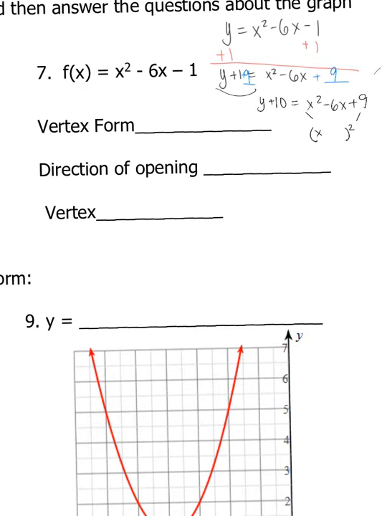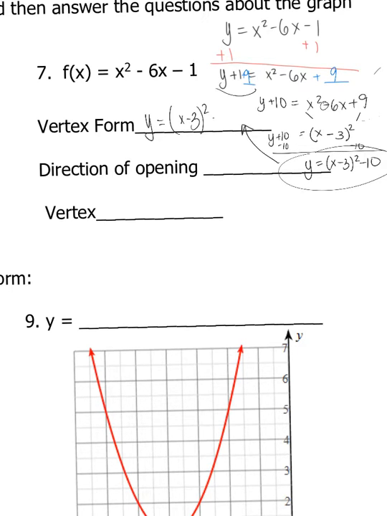If I were to factor this side, I'm going to get the square root of the front, which is x, the square root of the back, which is 3, and the sign of the middle, which in this case is negative. That quantity squared is going to equal y plus 10. Simply move that 10 back to the other side of the equation, and we have our y by itself, and we've just converted this into vertex form. Here it is. Y equals x minus 3 squared minus 10.